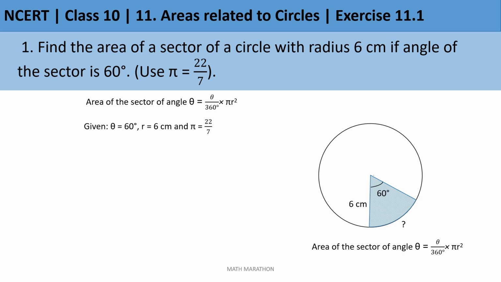From question, we have the following information. Theta is equal to 60 degree. Radius r is equal to 6 centimeters. And pi is equal to 22 by 7. Area of sector is theta, which is 60 divided by 360 multiplied by pi, which is 22 by 7, r square, which is 6 square.